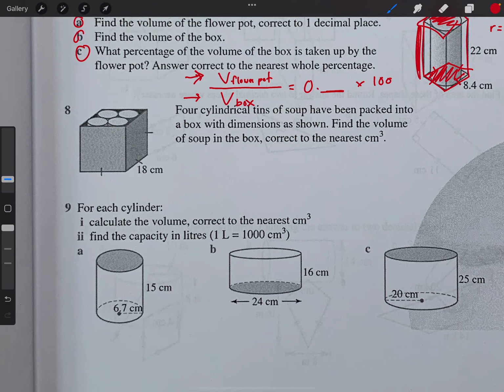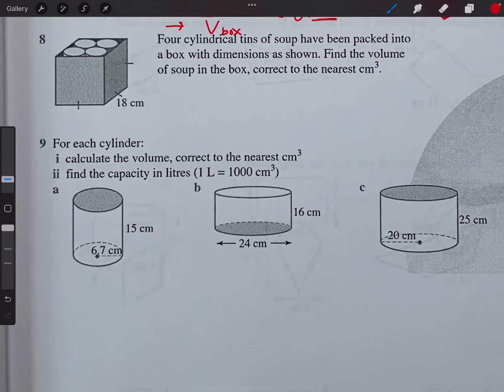Now question 8 says 4 cylindrical tins of soup have been packed into a box with dimensions as shown. Find the volume of the soup in the box correct to the nearest centimeters cubed, sorry.